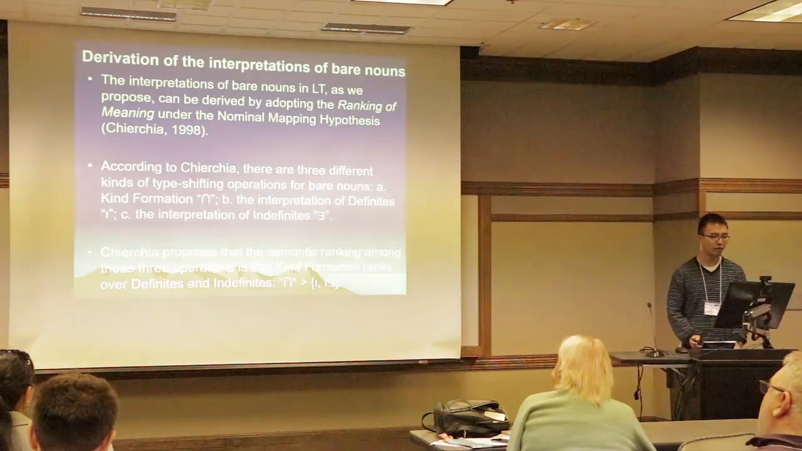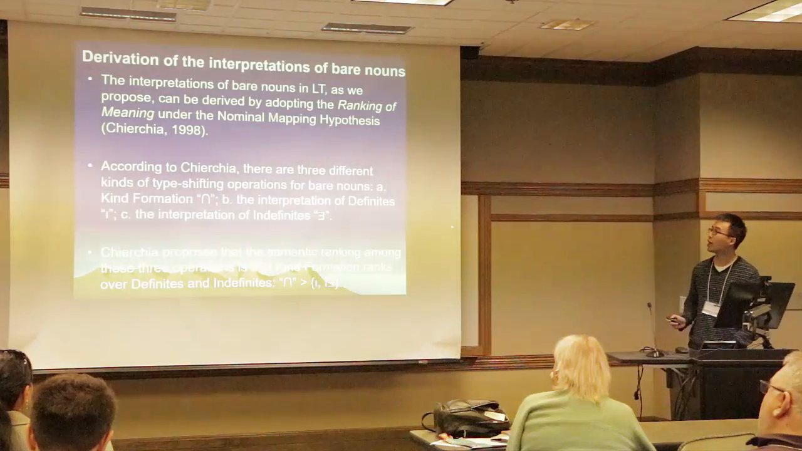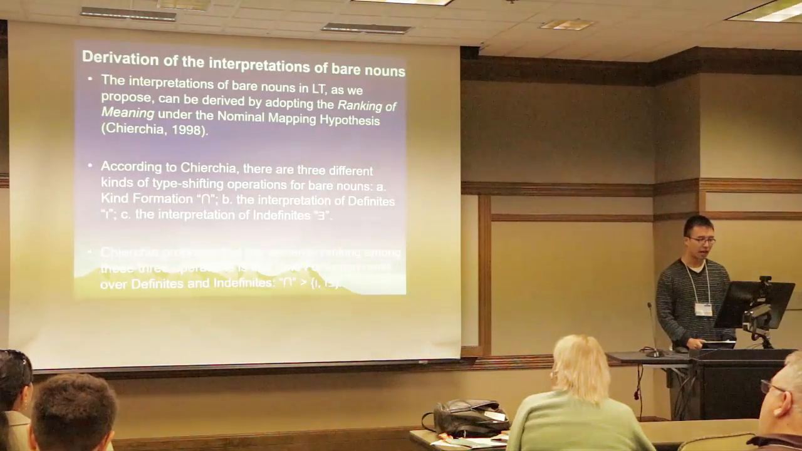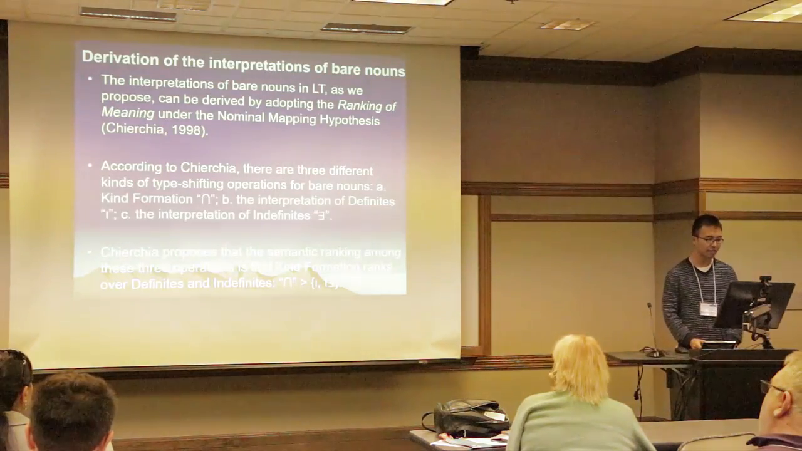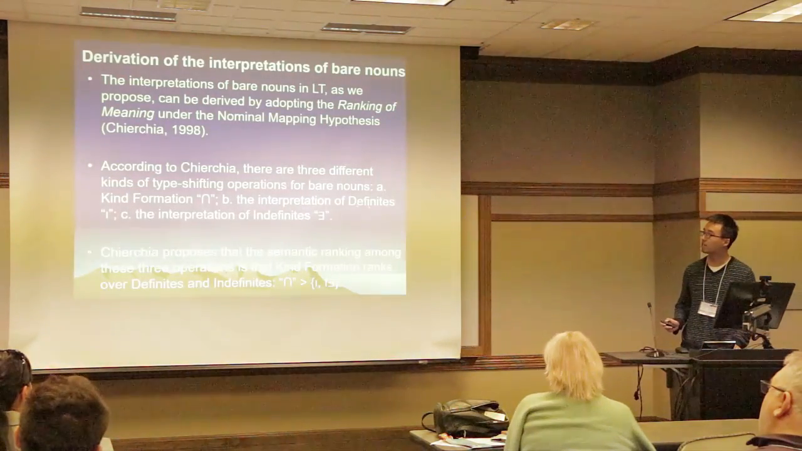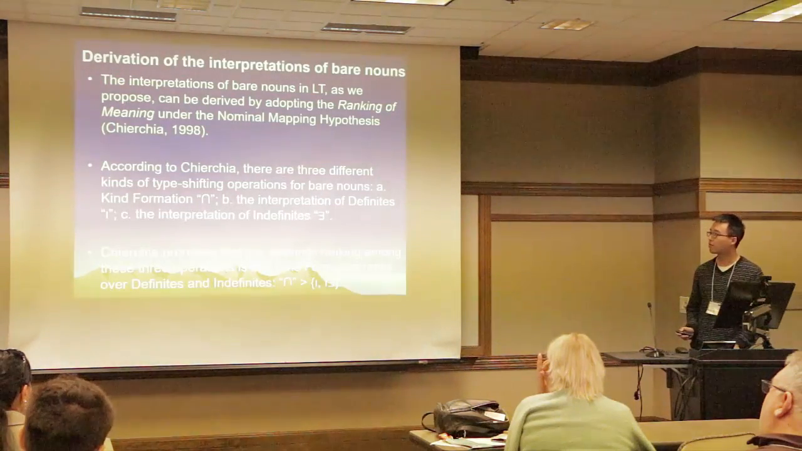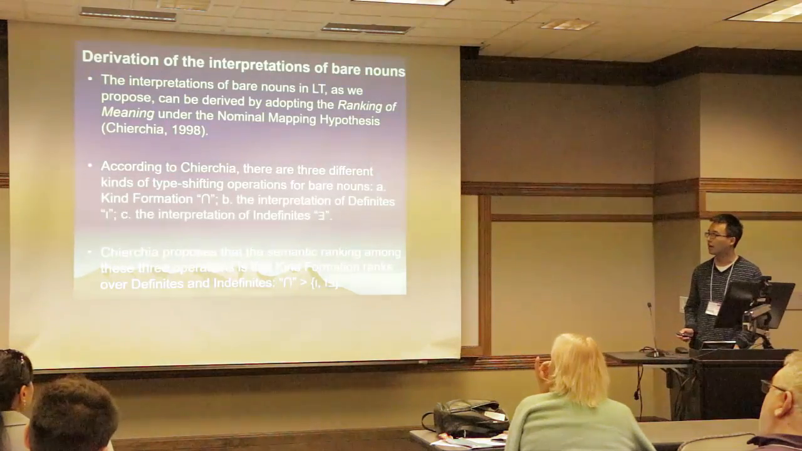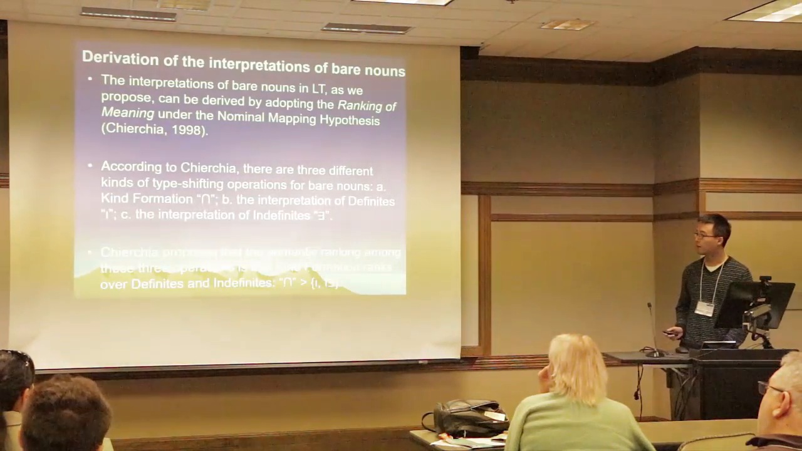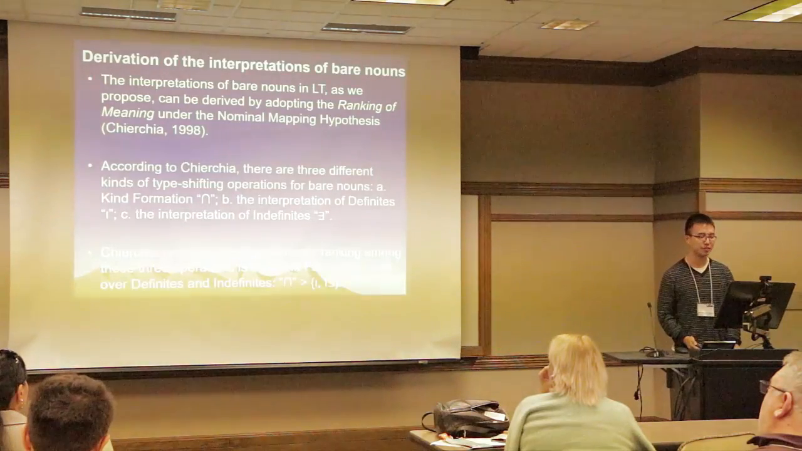And then let's look at the derivation of the interpretation of bare nouns. The interpretations of bare nouns can be derived by adopting the ranking of meaning model under the nominal mapping hypothesis. According to Chierchia, there are three kinds of type shifting operations of bare nouns. First is kind formation, second interpretation of definites, and third interpretation of indefinites. And Chierchia proposes that the semantic ranking among these operations is that kind formation ranks over definites and indefinites. So people favor this kind formation over definites and indefinites for bare nouns.